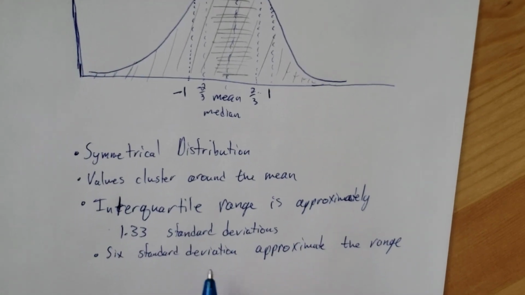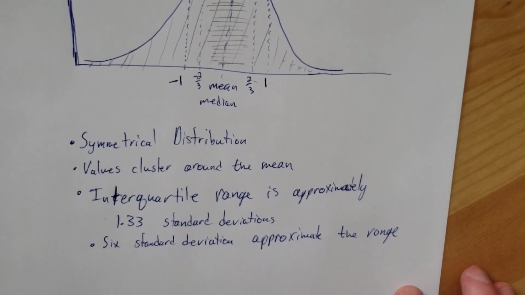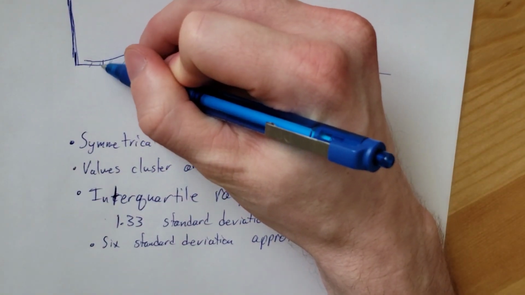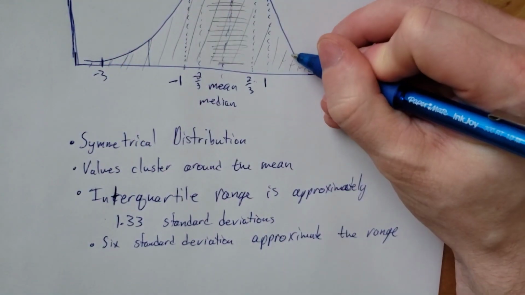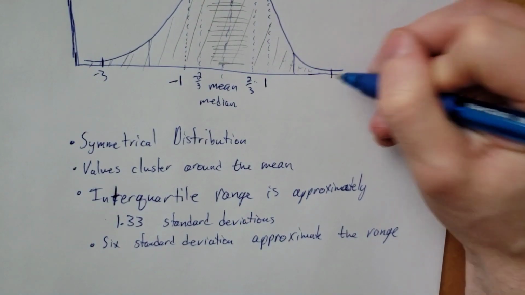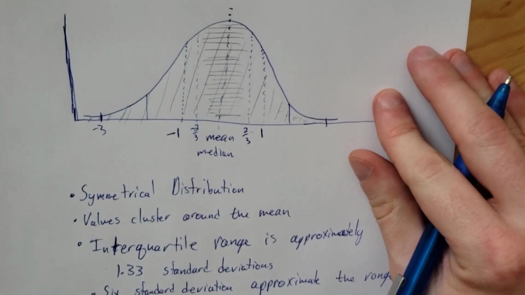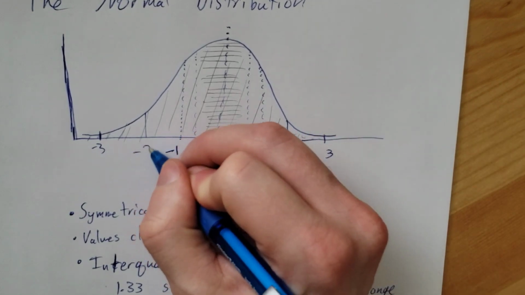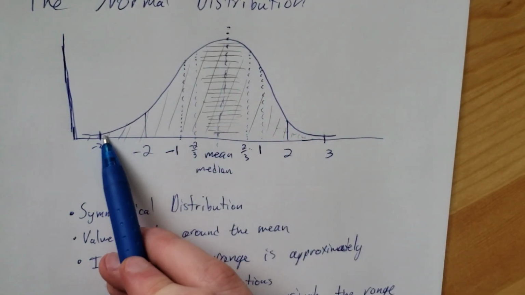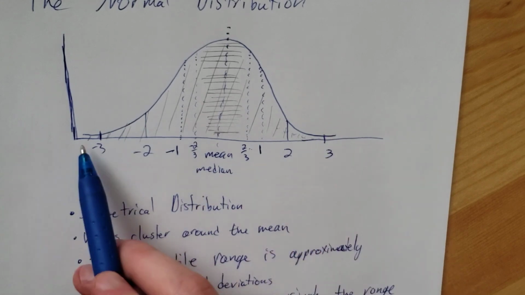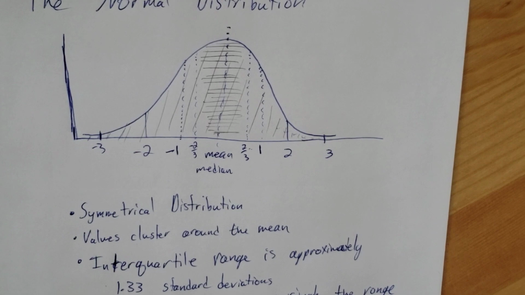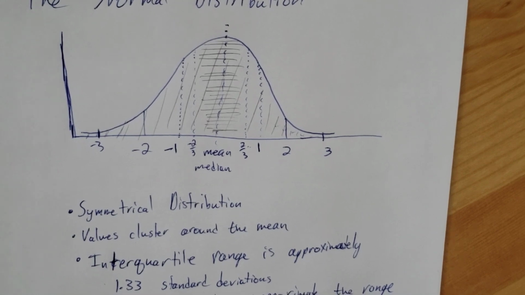And again, the 6 standard deviations just means that if we go out to -3 and +3, then most of the data lies between -3 and +3. These parts out here don't really contribute to much of the data. Okay.